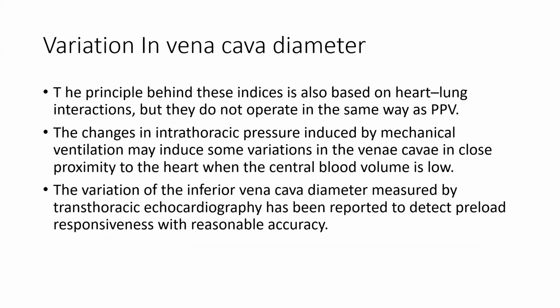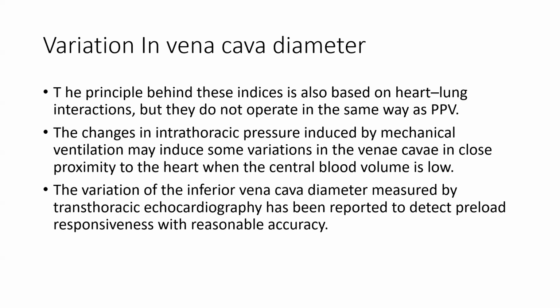Then, variation in the vena cava diameter. The principle behind these indices is also based on the heart-lung interaction, but they do not operate in the same way as positive pressure ventilation. The changes in the intrathoracic pressure induced by the mechanical ventilation may induce some variation in the vena cava in close proximity to the heart when central blood flow is low.